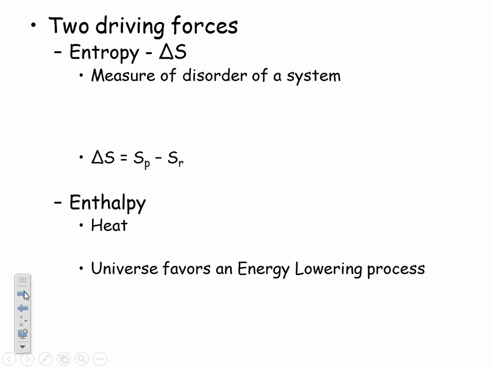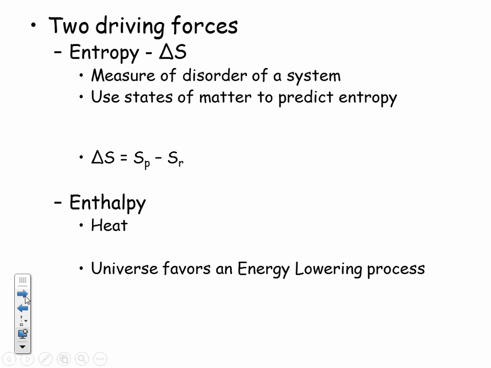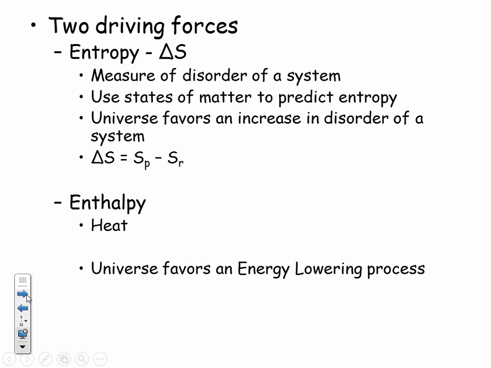More disorder, more entropy. What we're going to do is use the states of matter to predict entropy changes. We're going to look at the states of the reactants and compare them to the states of the products to see if entropy is increasing or decreasing in a system. You might think that the universe favors a decrease in entropy, having things become more orderly, but the truth is the universe really favors disorder. So anytime the universe is getting more and more disorderly, that is chemically, and we can say thermodynamically, favorable for the universe. That's something that's probably going to happen.